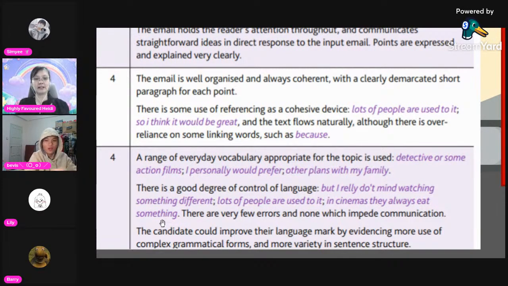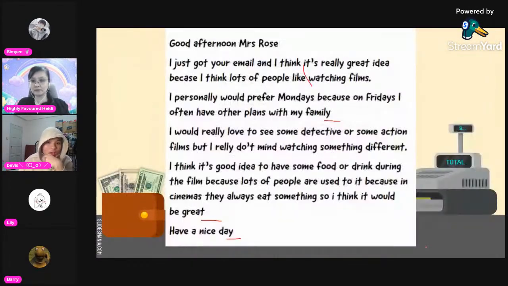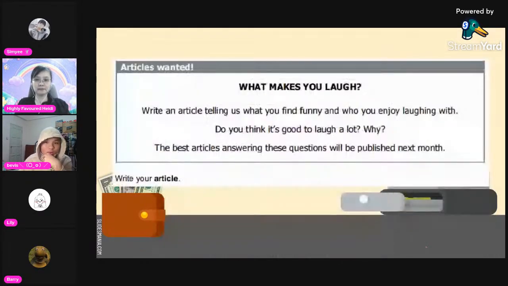Okay, so the candidate could improve their language mark by evidencing more use of complex grammatical forms and more variety in sentence structure. It's not short sentences. If all short, it will drop to 3. But this one, he tried to have complex sentences there, but some of it has wrong spelling, no punctuation, so that's a little bit of a slip. Okay, so you see, we still score a 5.